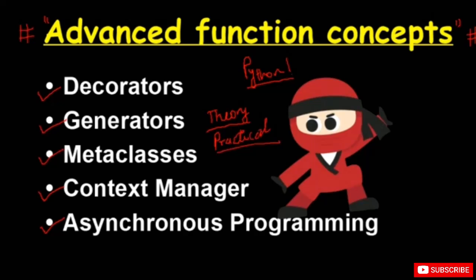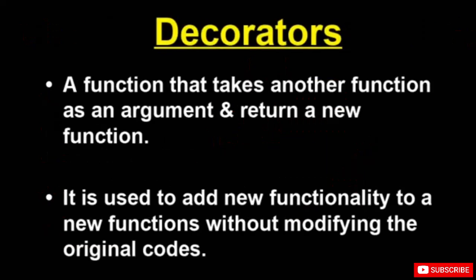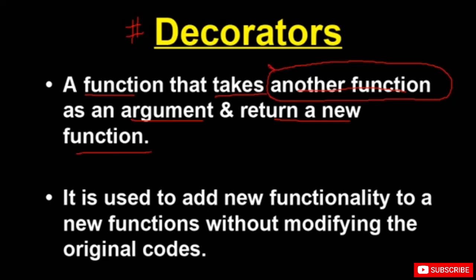Here are decorators: a function that takes another function as an argument and returns a new function. Well, what does it actually mean? A function that can take another function means it can carry more than one function. We can create interdependent functions from this and generate a completely new result out of it. It can add new functionalities and new functions without modifying the original code.